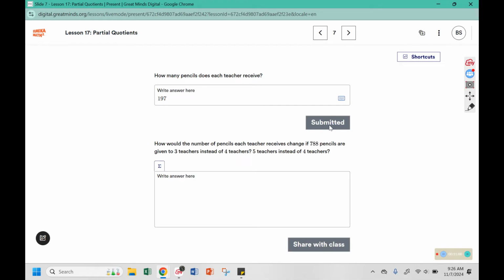How would the number of pencils each teacher receives change if 788 pencils are given to 3 teachers instead of 4 teachers? Well, if we split 788 into 3 parts instead of 4, each teacher would get more pencils.